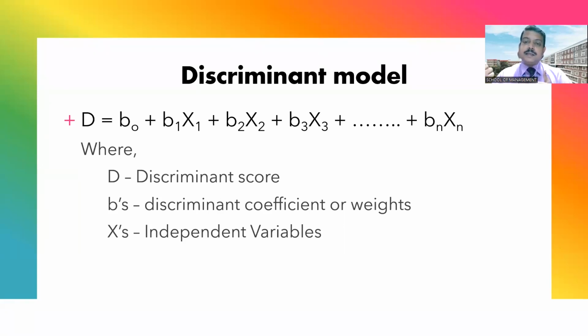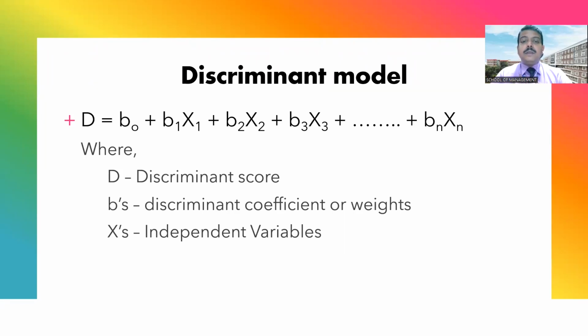Up to Bn xn. Similar to the multiple regression model, where we used to say Y is equal to constant plus m1 x1 plus m2 x2 plus m3 x3. So same as that, here D is equal to B0 plus B1 x1. So all the B's are called the discriminant coefficients, or sometimes they are referred to as weights. They are the multiplication factors, and the X are the independent variables.